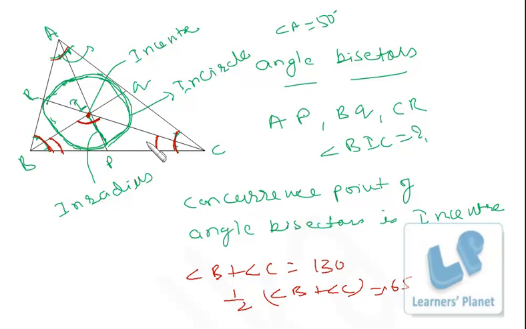Okay, so if you know this property, that the concurrence point of angle bisectors is the incenter, then you can easily do this sort of problems. Okay, so this is just a small example. You'll be able to do the tedious problems once you are conceptually clear.